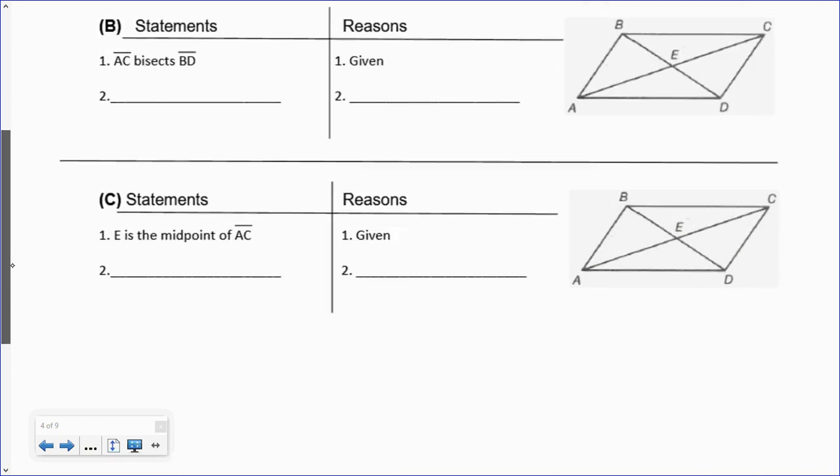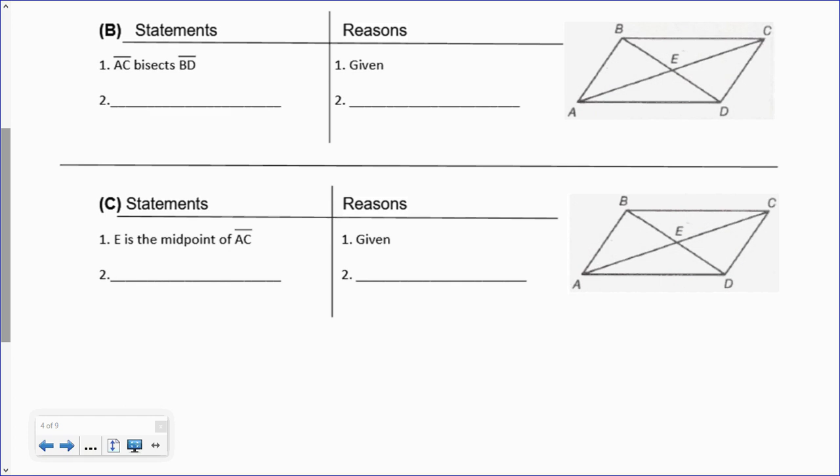What about this one? Segment AC bisects segment BD. So something that I could write based off of that. I know that one of the segments bisects the other. BE is congruent to DE. BE is congruent to, oops, did you say DE? Okay, like that.